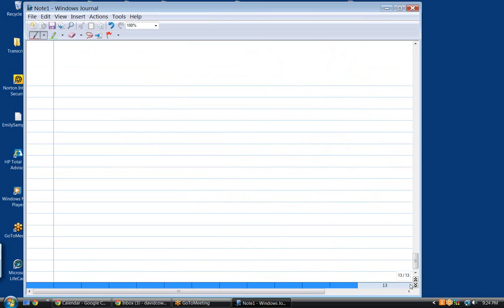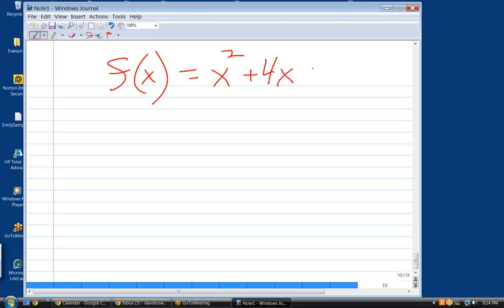This one says determine whether the quadratic function has a maximum or minimum value. Then find the value. So, the first one up is f of x equals x squared, another thing, same thing as y, plus 4x plus 11. And what's the question? To determine whether this has a maximum or minimum value, and then find the value.